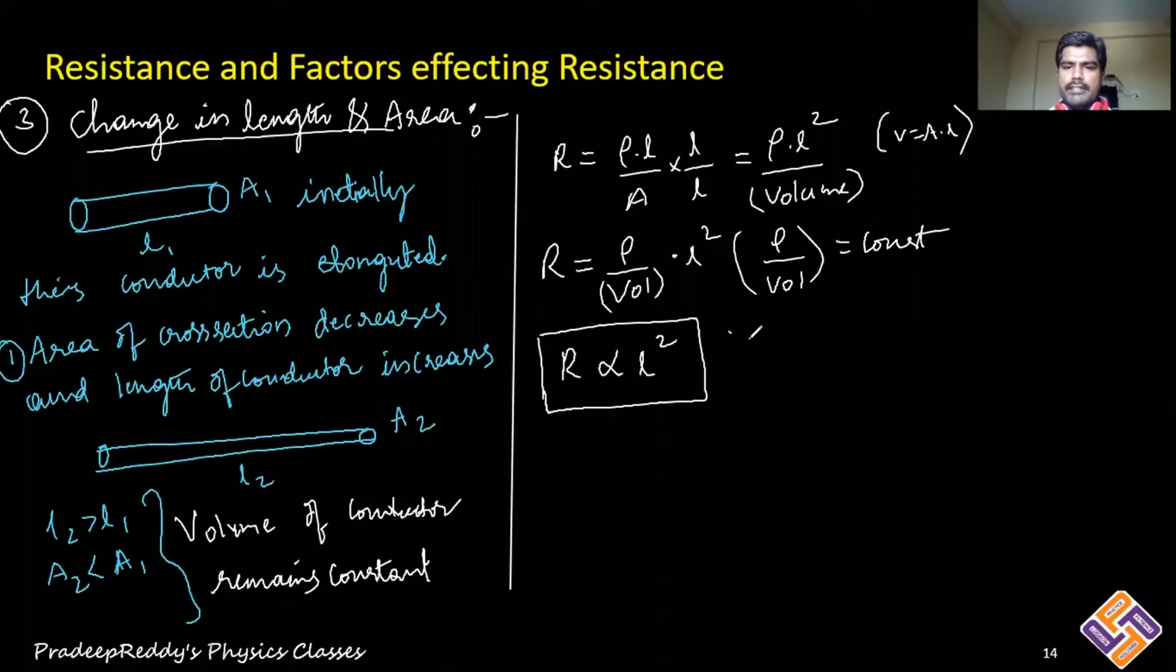Therefore, resistance of the conductor is proportional to the square of length.